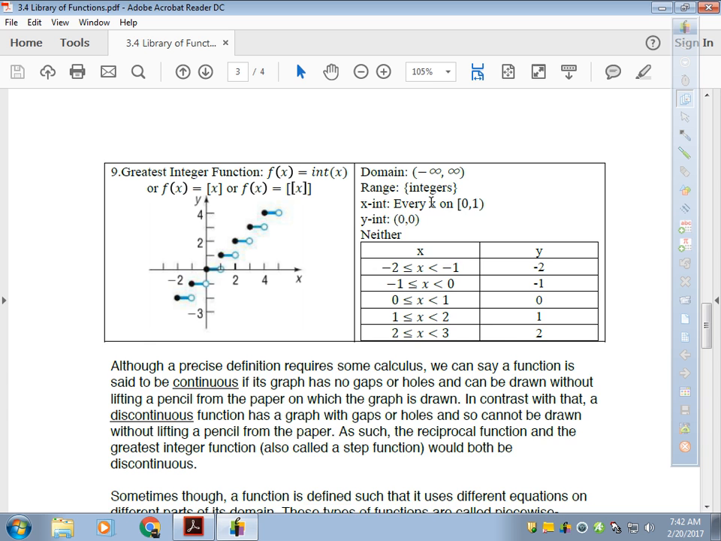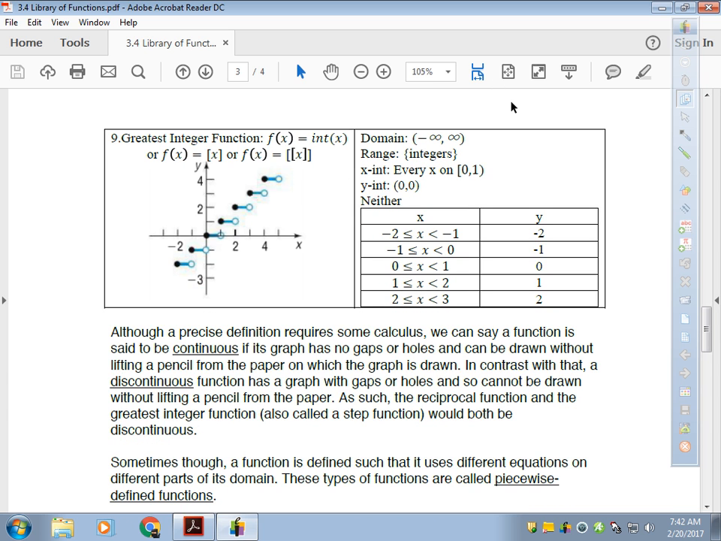All right. Our ninth and final parent function is the greatest integer function. Now, different textbooks write this function differently. Some of them write it as f of x equals int of x. Some of them write it as f of x equals x with brackets on it. And some of them write it as f of x equals x with double brackets on it. Okay. It just depends on the textbook, which notation they use, but they all mean the same thing. They all mean greatest integer function.